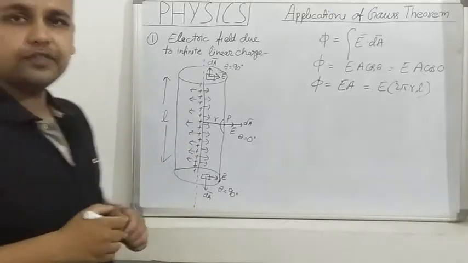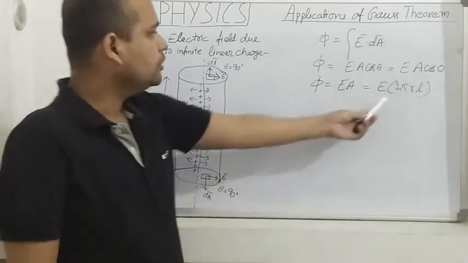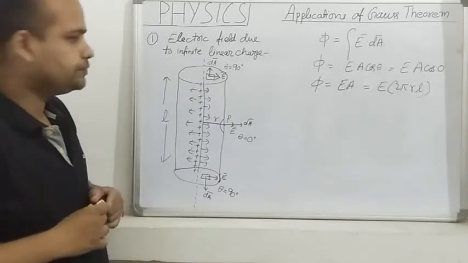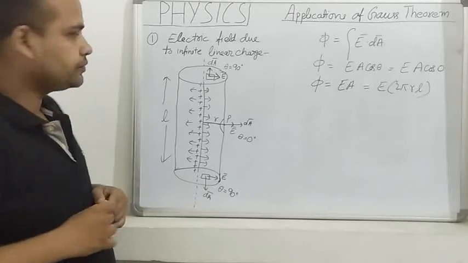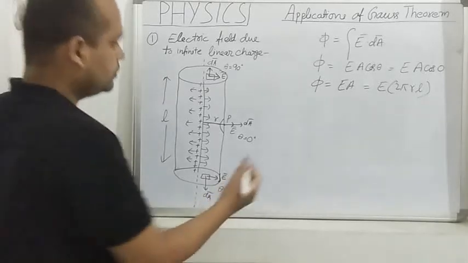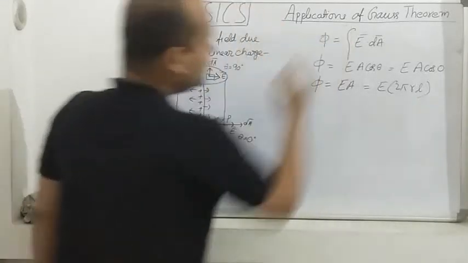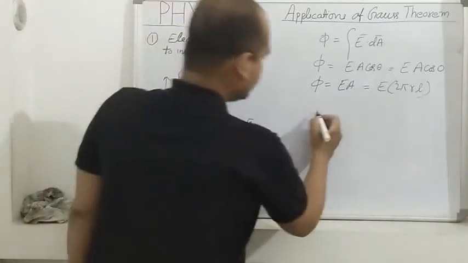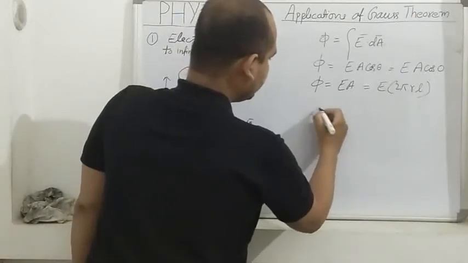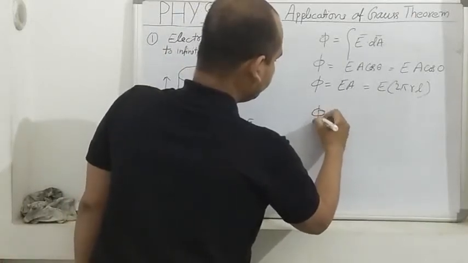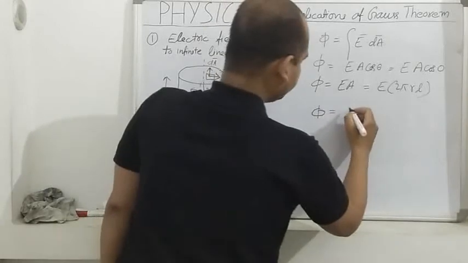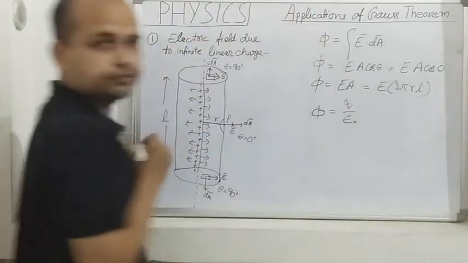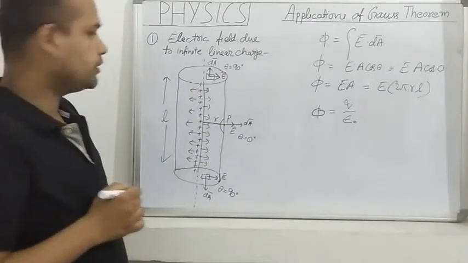Here L is the length of the cylinder. So phi will be equal to E into 2 pi RL. Now what we have to do? Now we have to apply Gauss theorem and we have to find the electric flux here. So Gauss theorem says that the electric flux phi will be equal to Q upon epsilon naught.